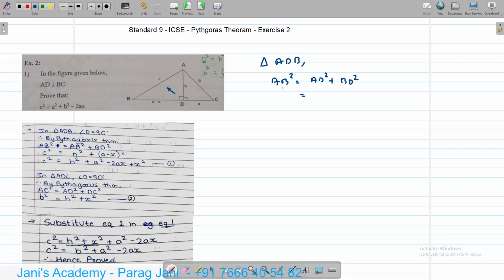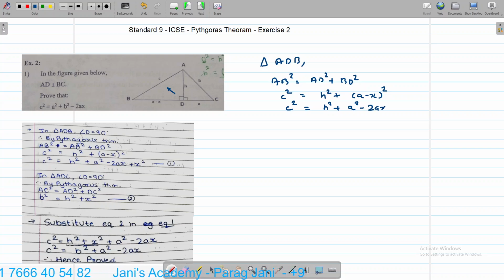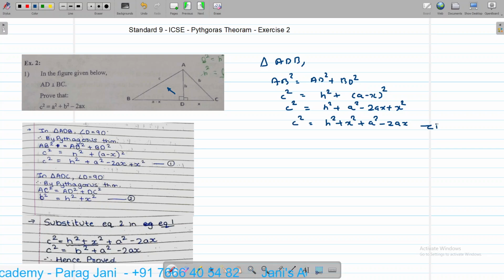Now AB square is equal to c square, because they have given AB as c. Then AD square is equal to h square, plus BD is a minus x, so (a minus x) whole square. Opening this, c square is equal to h square plus a square minus 2ax plus x square. Now we write it this way: h square plus x square plus a square minus 2ax. This is my c square. This is my first equation.